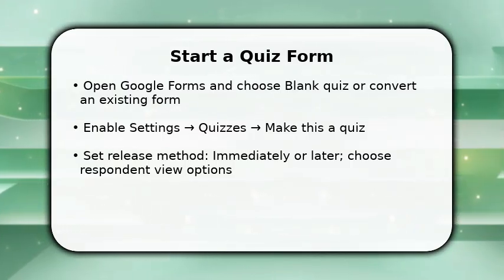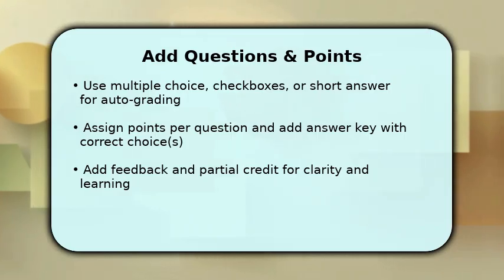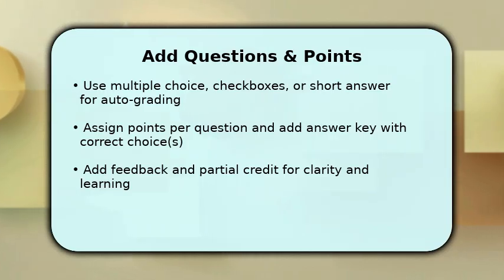Now build the assessment. Add questions using types that support automatic grading: multiple choice, checkboxes, or short answer with answer key entries. For each question, assign a point value and open answer key to mark the correct response or acceptable variance. This tells Forms how to calculate the score.